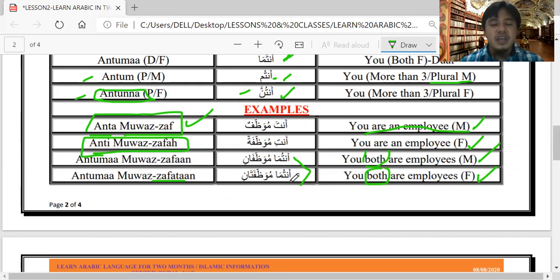Okay, I can also say Antuma muwaddafan, anta Gerald, wa anti Zainab, wa antuma muwaddafan, because of the presence of male. So take note always, in the presence of male, we use the word for male and not for female.